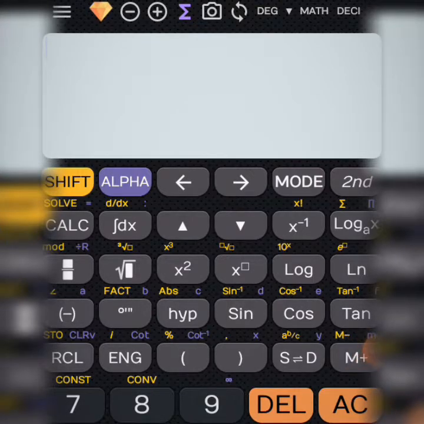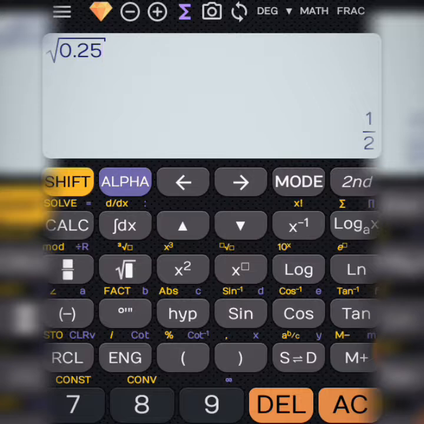Alright, let's start with the square root of 0.25. You see, the square root of 0.25 equals 0.5. So now let's check if 0.5 can be written in the form of a ratio. We do that by pressing the S to D button. You see, we get 1 over 2. So that tells us that the square root of 0.25 can be written in the form of a fraction. Therefore, it is a rational number.